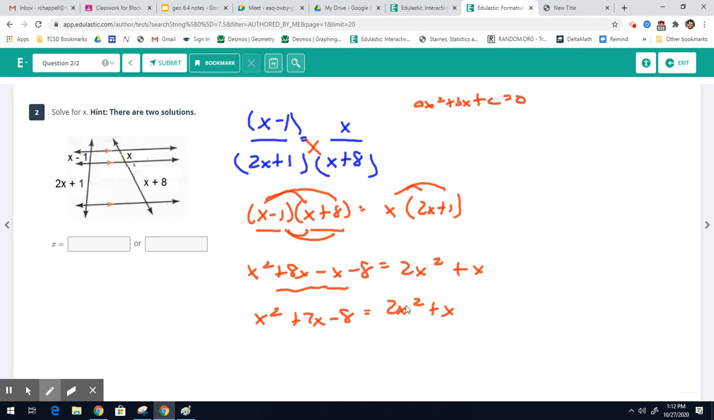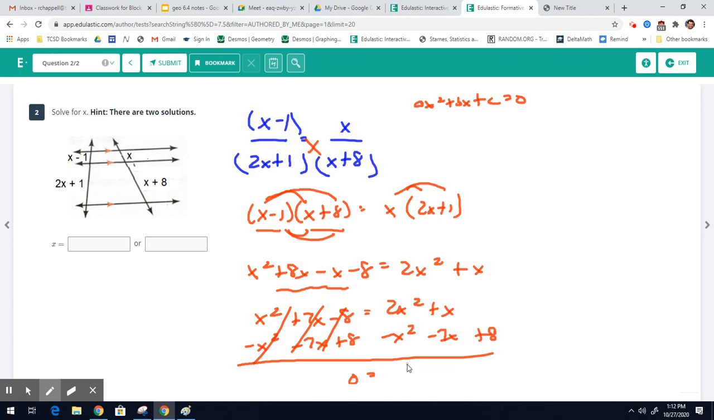Because the 2x squared is bigger than the 1x squared, I'm actually going to move, I know it's 3 things, the left things to the right side. So I'm going to subtract x squared, subtract 7x, and add 8. Again, just add 8 over to the side. So this left side becomes 0 again. You don't always make the left side 0.